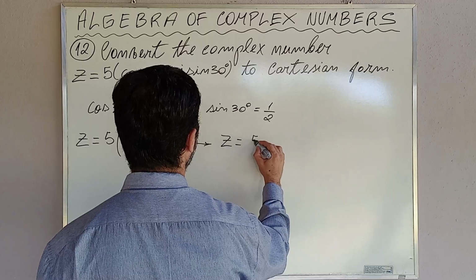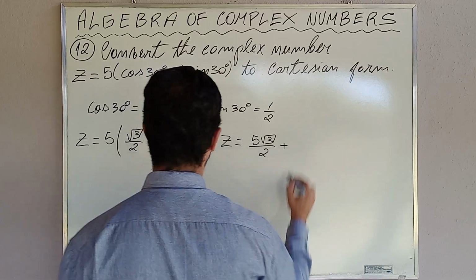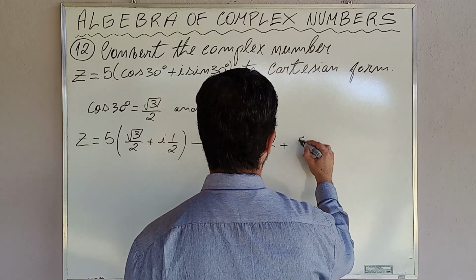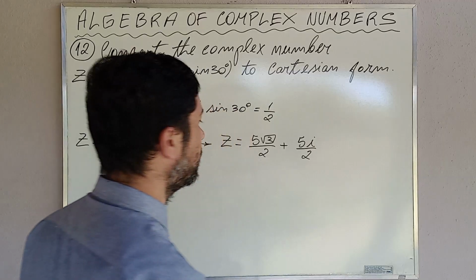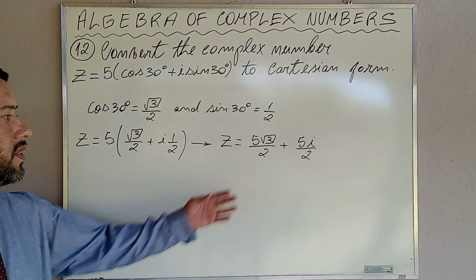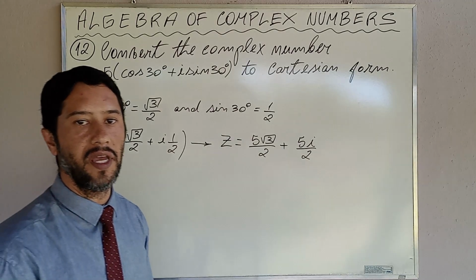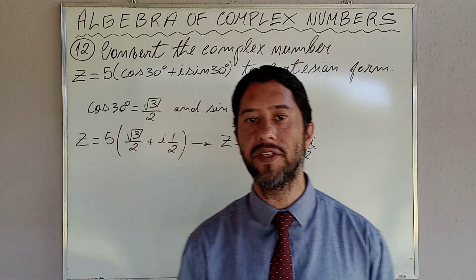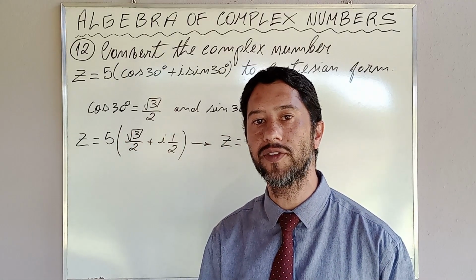Z is equal to 5 times the square root of 3 divided by 2 plus 5i divided by 2. And this is what the exercise wanted us to calculate, and it is the solution of this exercise, and it is all for exercise number 12. Let's go to the next.